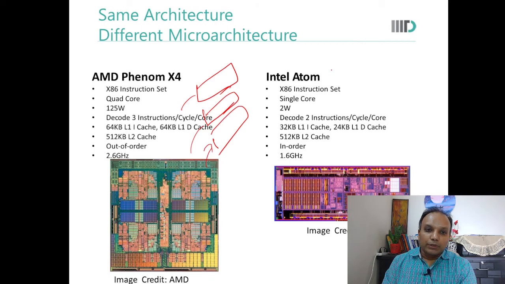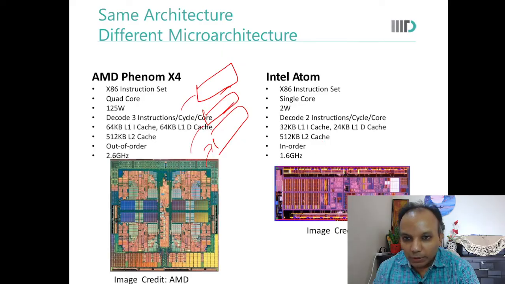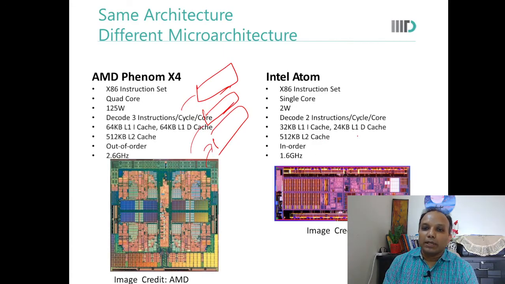The L1 instruction cache is 64 KB. It also has a 64 KB data cache. Similarly, the Atom has a 32 KB L1 instruction cache and a 24 KB L1 data cache. Surprisingly, the L2 cache is the same, 512 KB, for both the processors. The AMD processor can support out of order execution, whereas the Intel Atom does not support that. It can operate at 2.6 gigahertz, significantly faster than the 1.6 gigahertz of the Intel Atom.